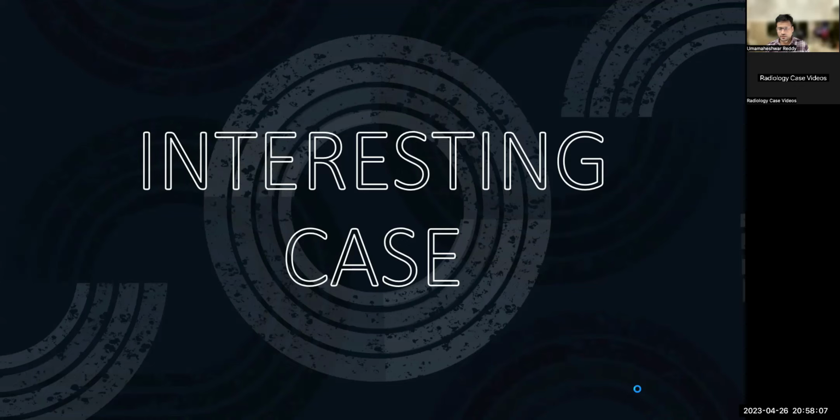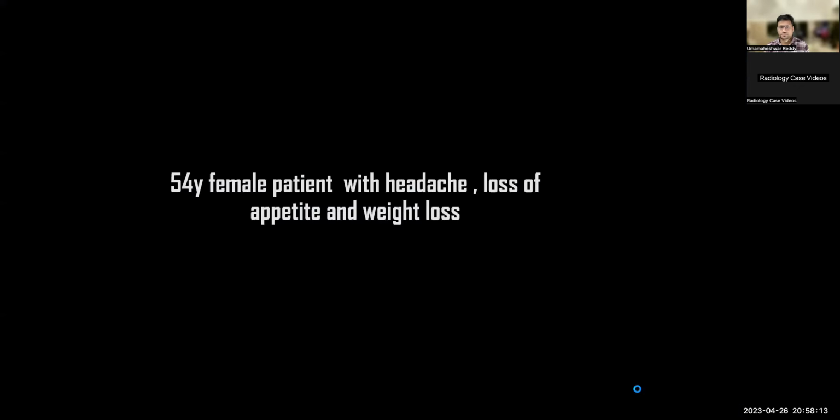Hi, hello, welcome back. Let's see this interesting neuroradiology case today. A 55-year-old female presented with headache. She also had loss of appetite and weight loss since 7 months.